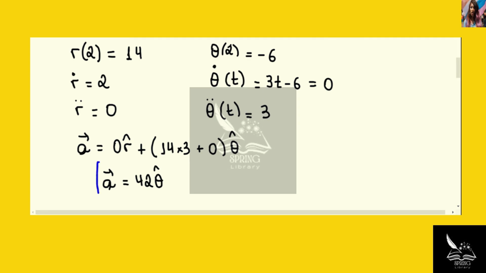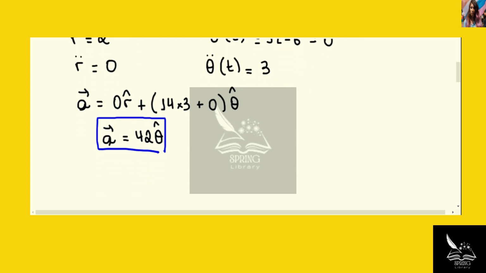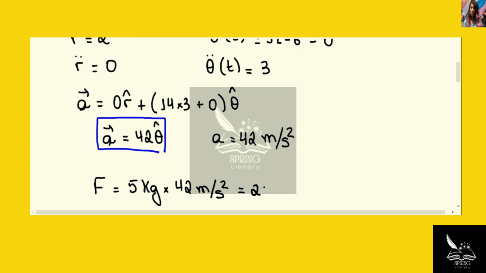Okay, and now we are going to find the force. So the magnitude of the acceleration is 42 meters per second squared. So the force is equal to 5 kilograms, that's the mass of the particle, times 42 meters per second squared, which is equal to 210 newtons, which concludes our exercise.